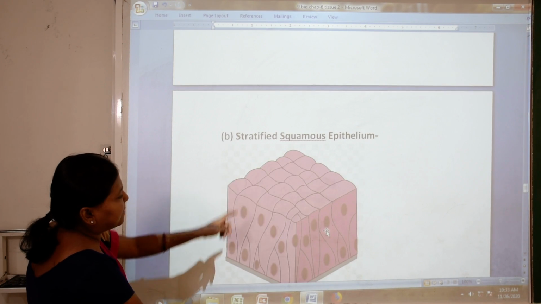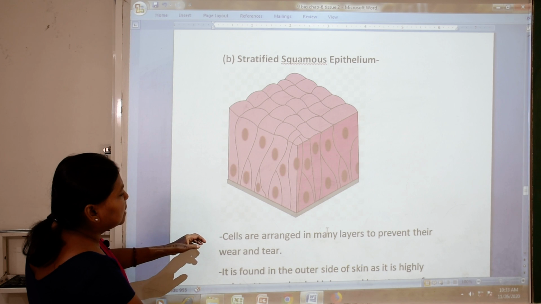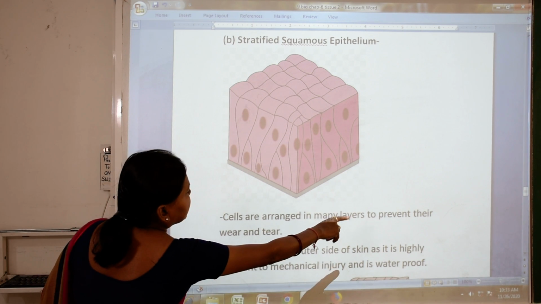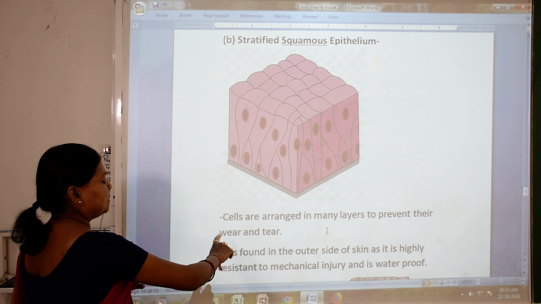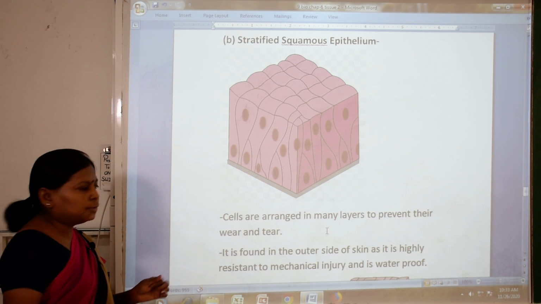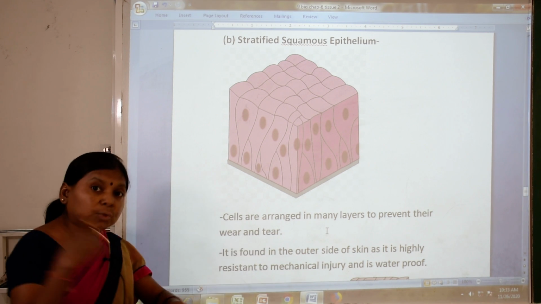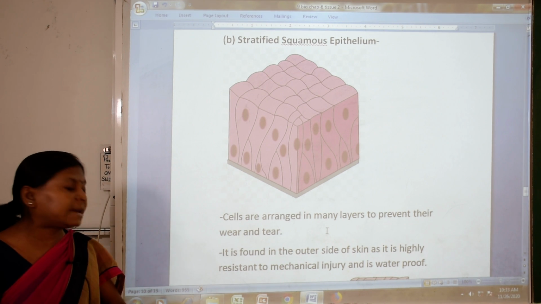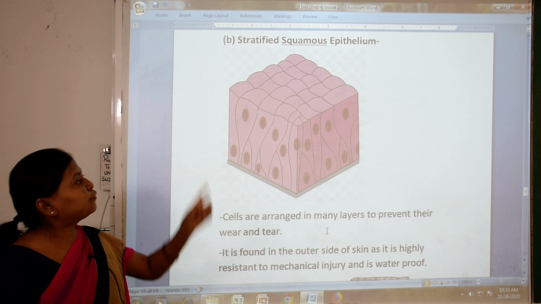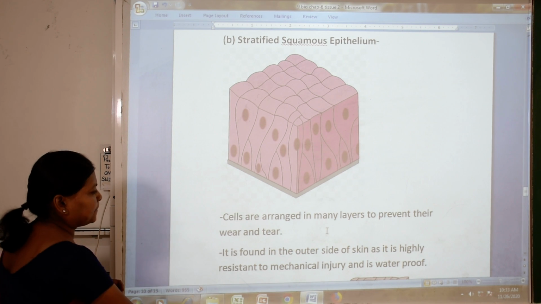Stratified squamous epithelium. See the structure? The cells are arranged mainly in layers. It prevents wear and tear. It is found on the outer side of the skin, and it is highly resistant to mechanical injury and it is waterproof.